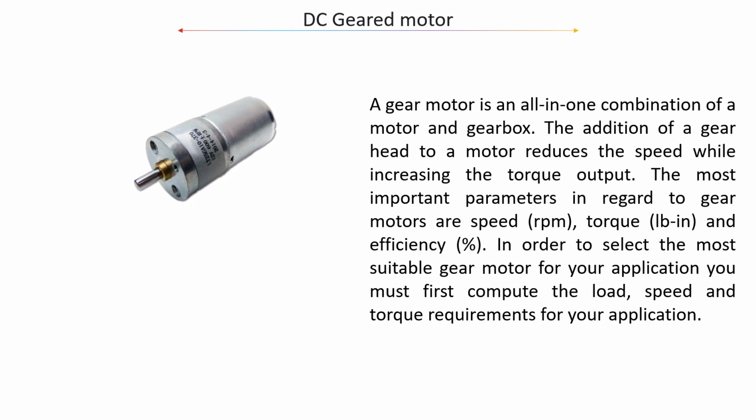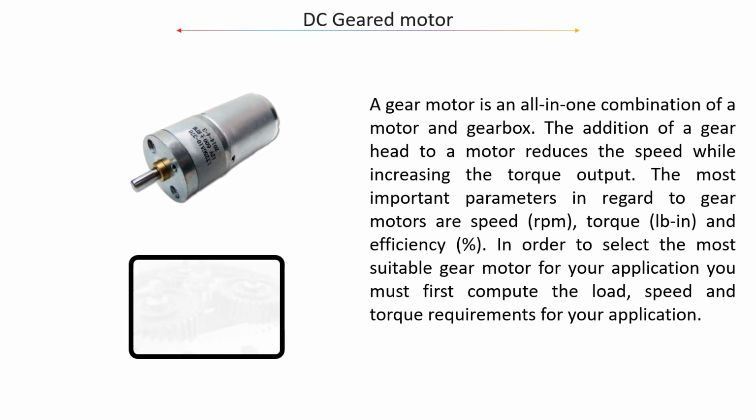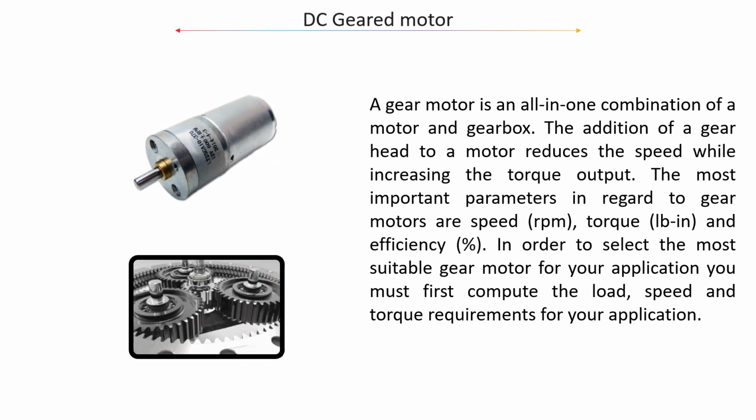The most important parameters in regards to gear motors are speed, measured in RPM, torque in lbin, and efficiency in percentage. In order to select the most suitable gear motor for your application, you must first compute the load, speed, and torque requirements for your application.